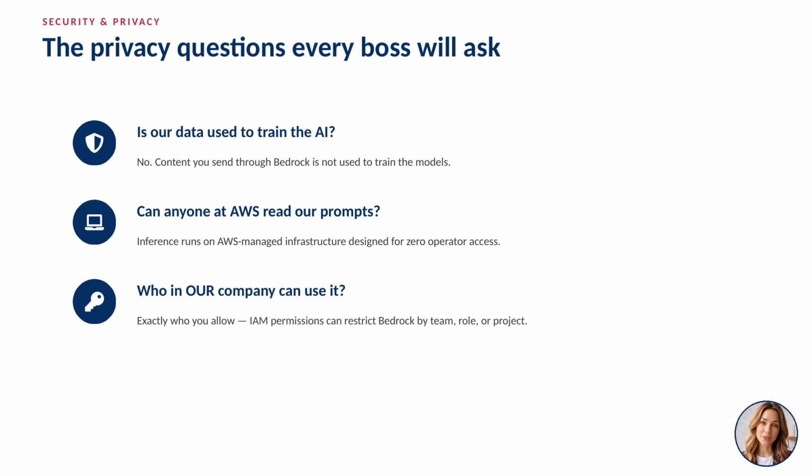Before anyone lets you roll this out, 3 privacy questions will come up. So let's answer them now. First, is our data used to train the AI? No. What you send through Bedrock is not used to train the models. Your prompts and documents stay your prompts and documents. Second, can anyone at AWS read what we send? The inference infrastructure is AWS managed and designed for zero operator access. Nobody's sitting there reading prompts. Third, who inside our own company can use it? Exactly who you allow. Because access runs through IAM, you can scope Bedrock to specific teams, roles, or projects. The intern doesn't get Opus 5 on the company card unless you say so.